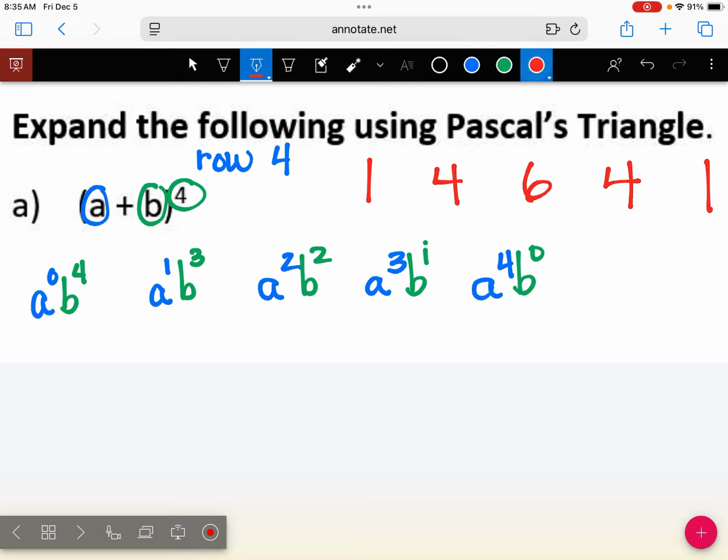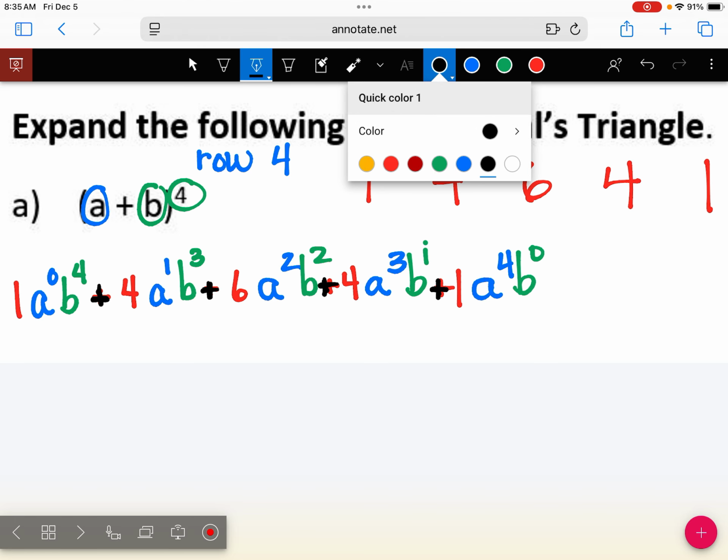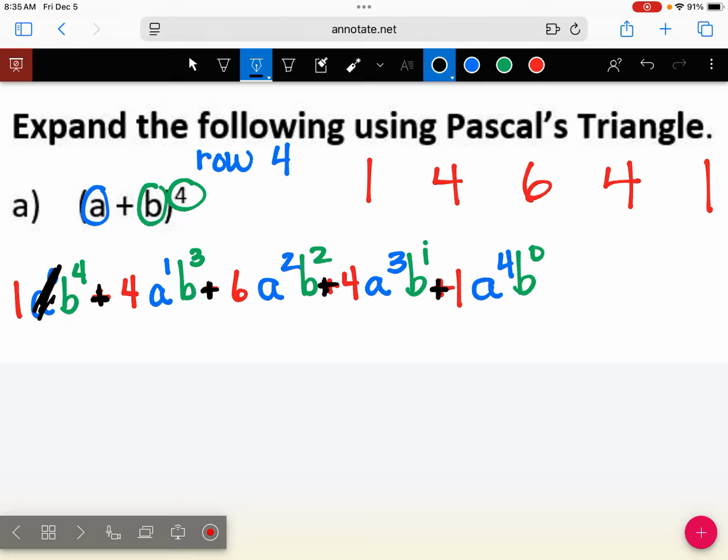And then I'm just going to stick those numbers in front. So I got a 1, a 4. Let me put a plus sign in between. A 6, a 4, and a 1. Okay, so we've actually done the hard work. All we need to do now is simplify it. First of all, anything to the power of 0 is what? 1. So I can actually cancel out this term and this term.